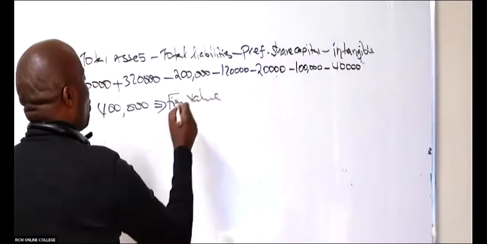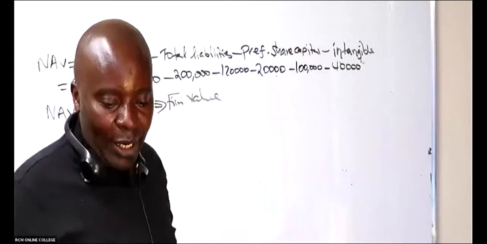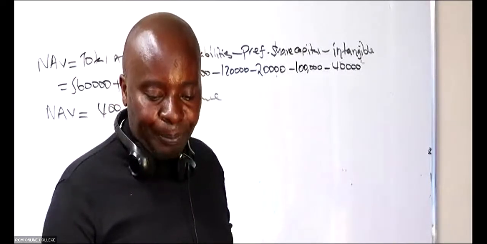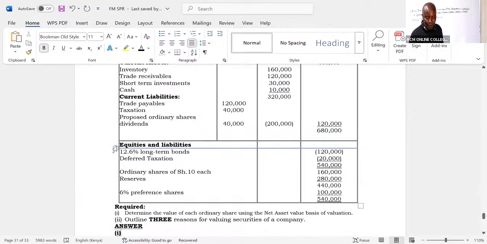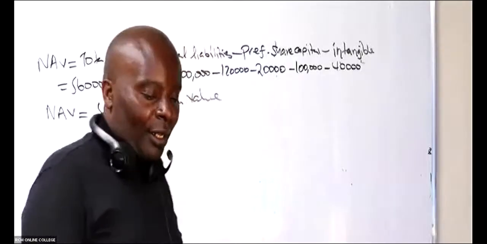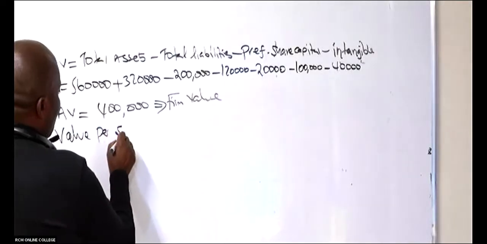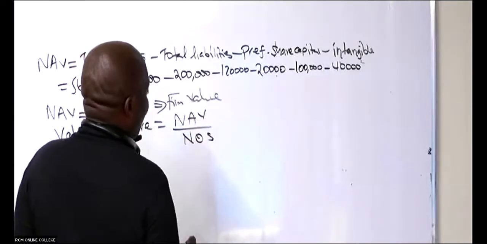So this is the value of the firm. At times they will ask you to provide what we call, ladies and gentlemen, the value per share, or NAV per share. If they tell me to provide NAV per share, this is what I shall do. If you look at this question, they want me to give them the value of each ordinary share using the NAV. So the value per share will be equal to NAV divided by the number of ordinary shares.